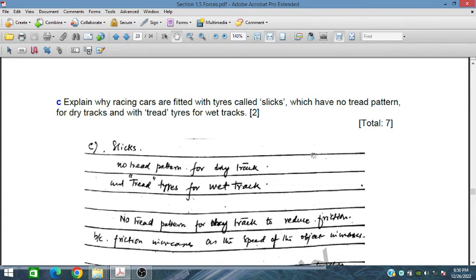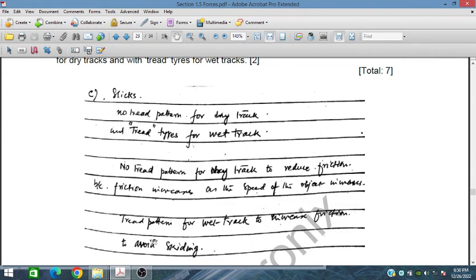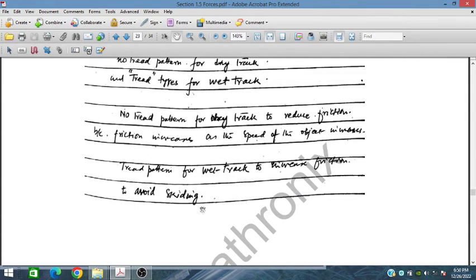But for a racing car, we want to have lower friction. The tread patterns for wet tracks increase friction to avoid skidding. So tread patterns are always used on a wet track so that skidding can be avoided.